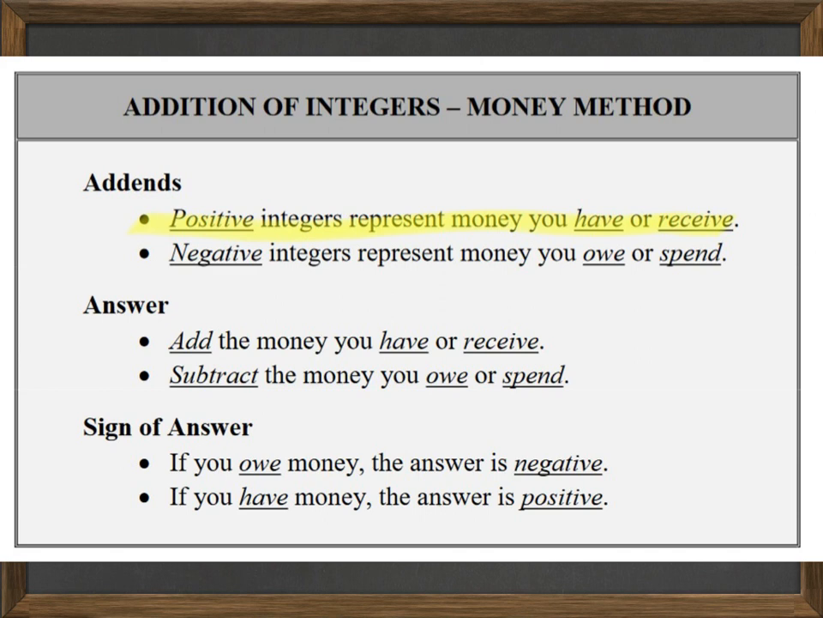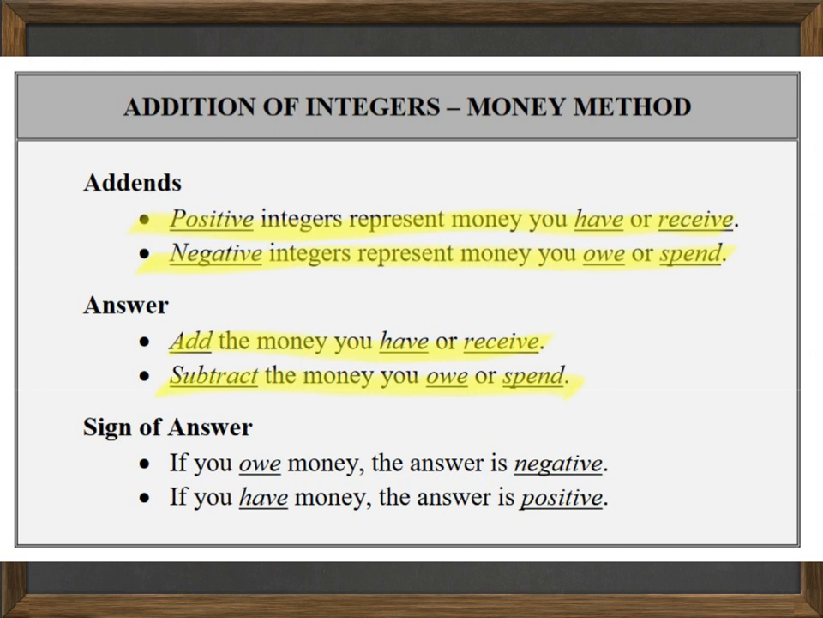If you have a negative number in your bank account, that means that's money they're taking away. You probably spent it somehow. Maybe you paid your electric bill, right? So again, negative numbers mean that you're spending money or that you owe money. Positive integers mean money that you have or receive. Okay? So we add money that we have or receive, and we subtract money that we owe or we spend.